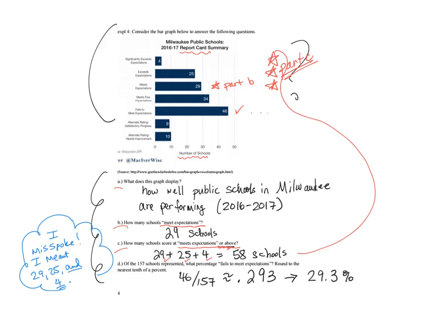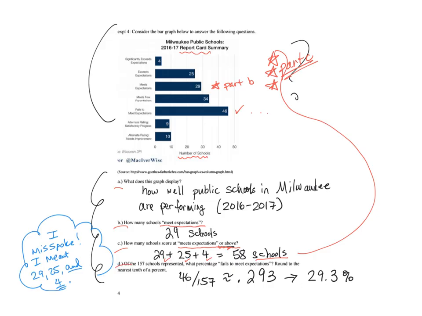And by the way, you will notice that I bother to write down the word schools after that. Whenever you're answering a question, give the number, great, but also give the units. And in this case, it's schools. What are we talking about? 58 what? We're talking about schools. So make sure you give that information. It's almost as important as the number itself. In fact, maybe more so.